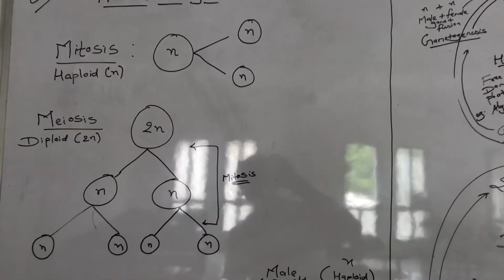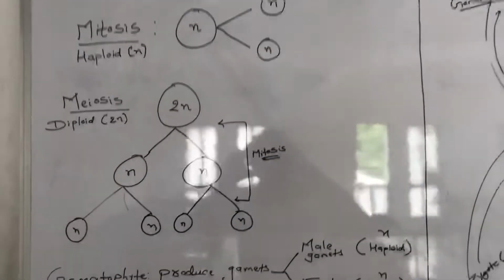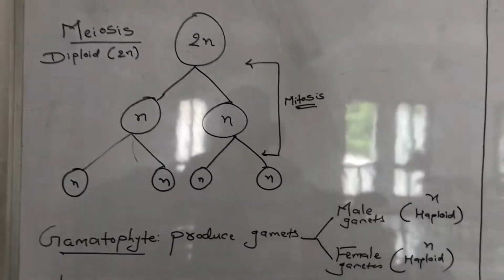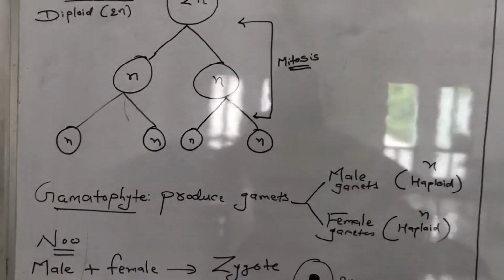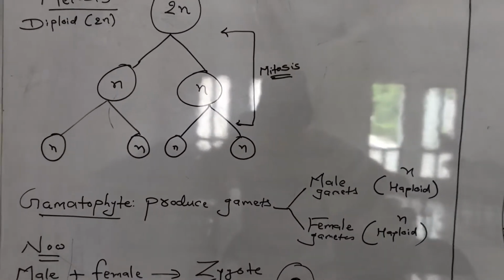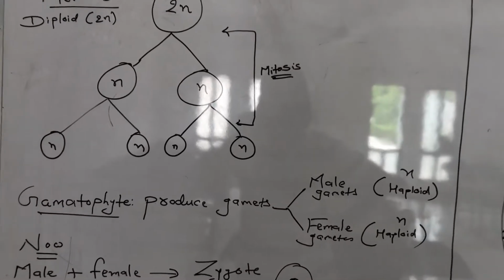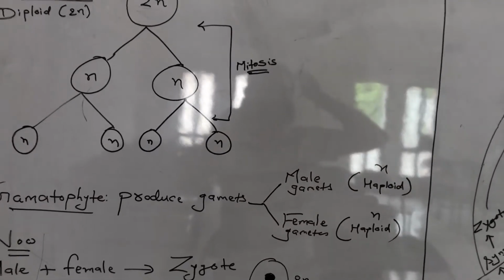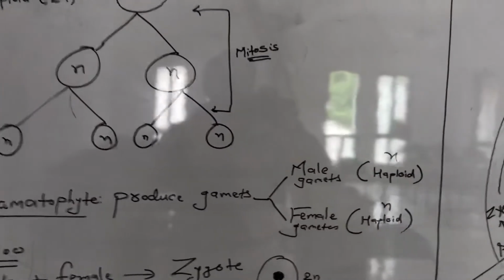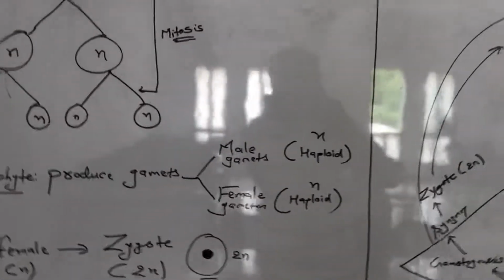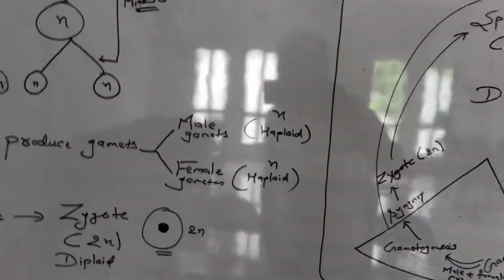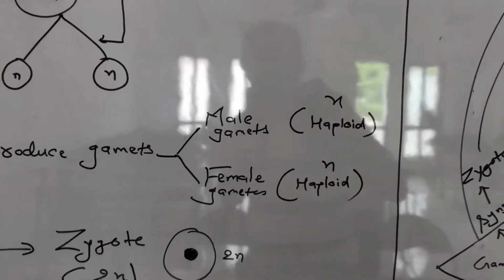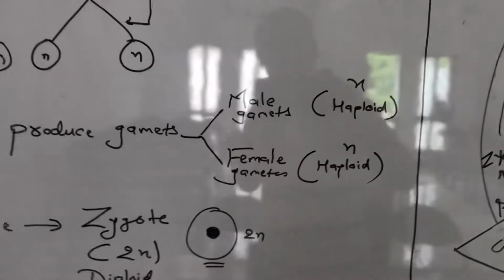Get it? Okay. Now first of all, let us study gametophytes. What is meant by gametophyte? The phase which produces the gamete is called gametophyte, and those gametes are the male gamete as well as the female gamete. Both the male gamete and female gamete are haploid in nature.